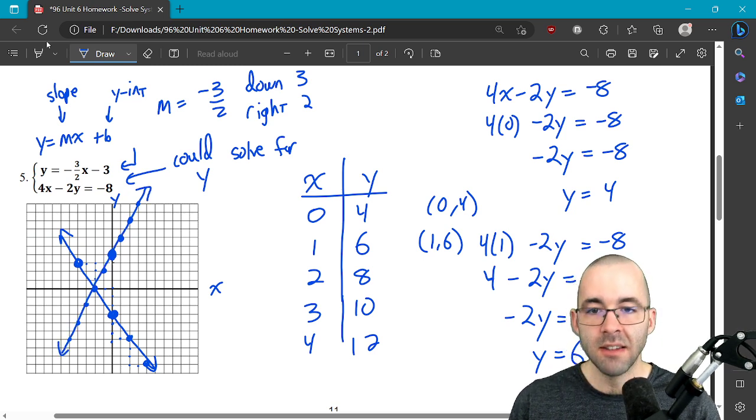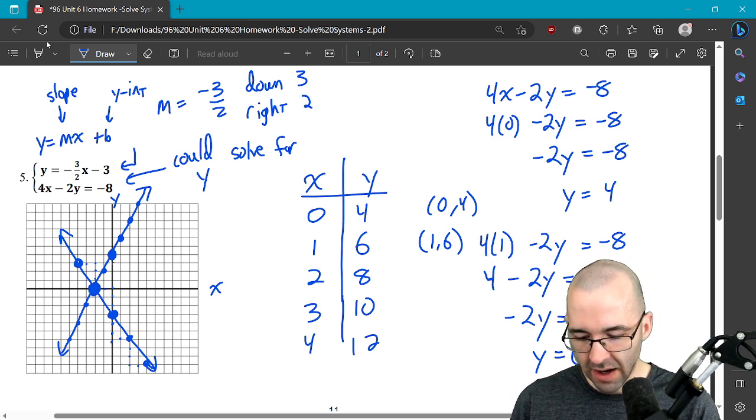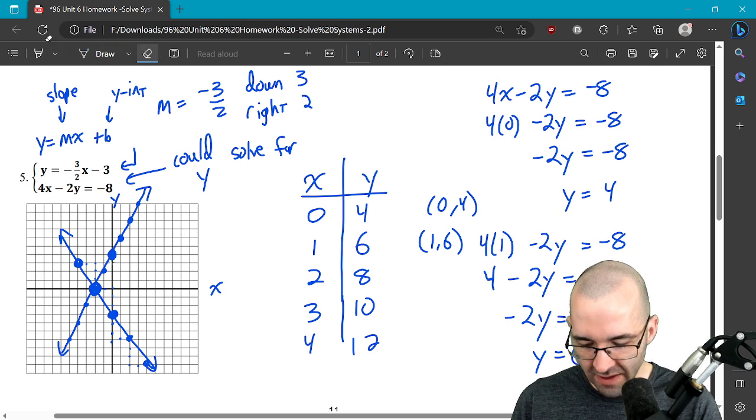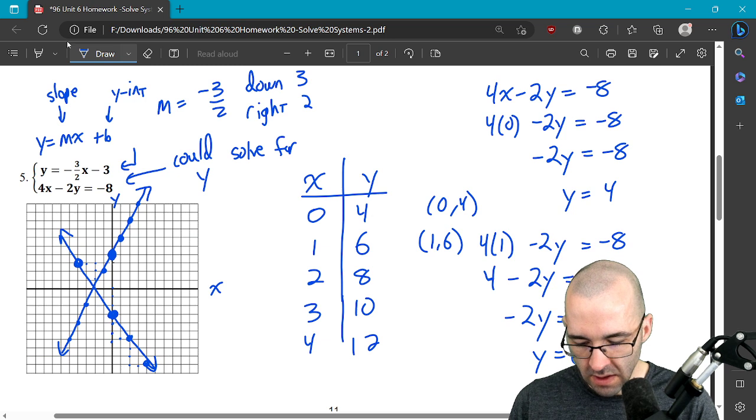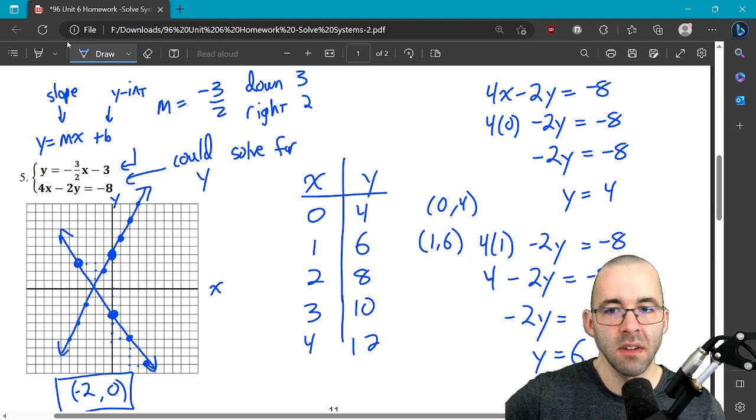And where do they intersect? At this guy right here. Maybe that's a little bit big. That's the point -2, 0. The point -2, 0 is our solution. There's one solution to this system of equations.